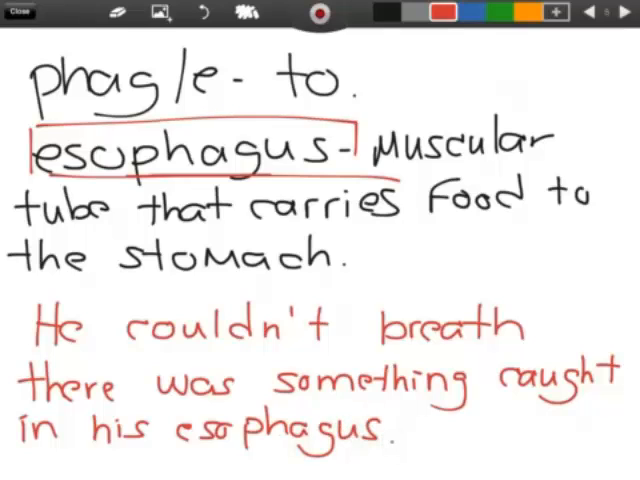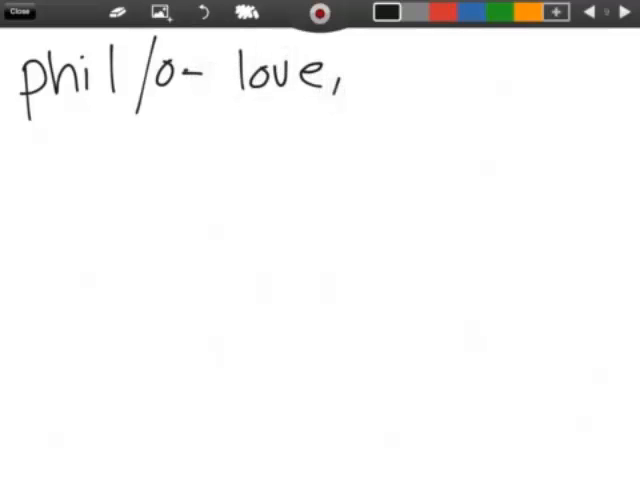I'm going to read that to you. He couldn't breathe. There was something caught in his esophagus. Moving on to our next root, and that is phil or philo, meaning love or friend.